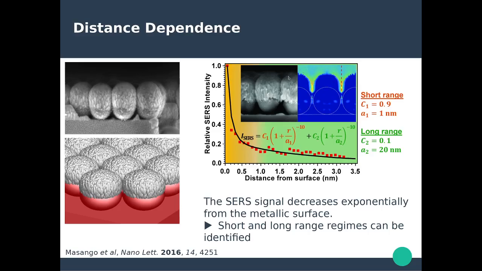So this is just a cross section of such a nanostructure, and you see that you have strong electromagnetic fields in the vicinity of these grooves in between the spheres. And if you look at how the TERS signal evolves when you move away from the surface of the metal, you see that the TERS signal drastically decreases as you move away from the nanoparticle surface. So you have this exponentially decaying enhancement factor or TERS signal as you move away from the surface. So you can actually distinguish a short range and long range dependence of the TERS signal on the distance.